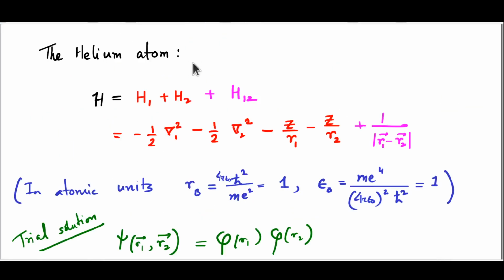The next system for which we are going to use the variational method is the helium atom. This happens to be a very important application in the history of quantum mechanics. The helium atom happens to be a non-integrable system. At least the classical version is non-integrable.